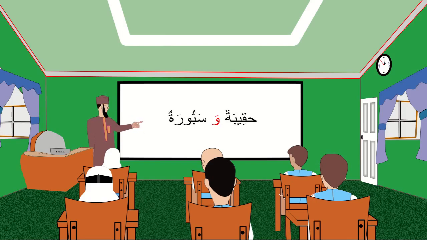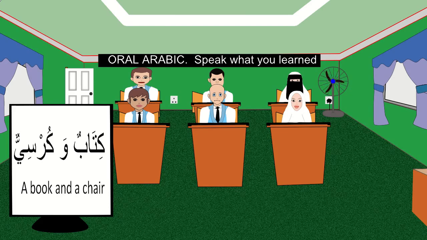Wa is a conjunction which means and. For example, you will say Musa wa Ahmad, Yusuf wa Ismail, Kitabun wa Kursi, and so on. Wa means and. Take note.